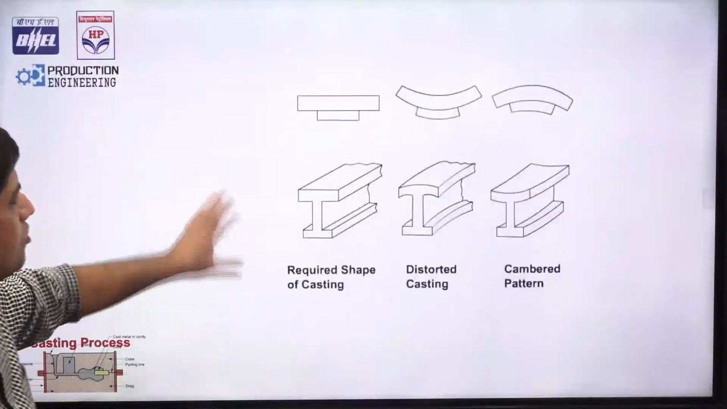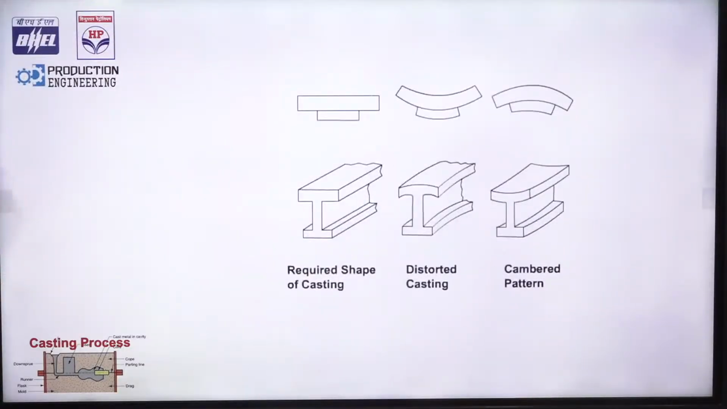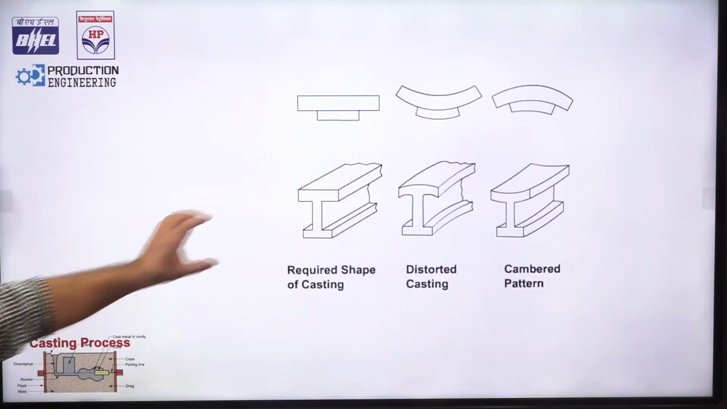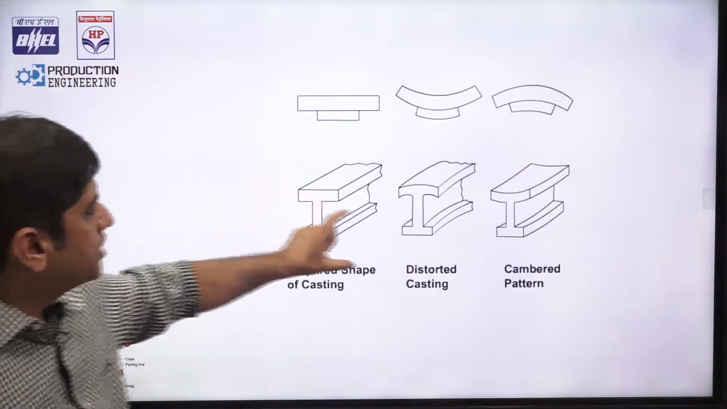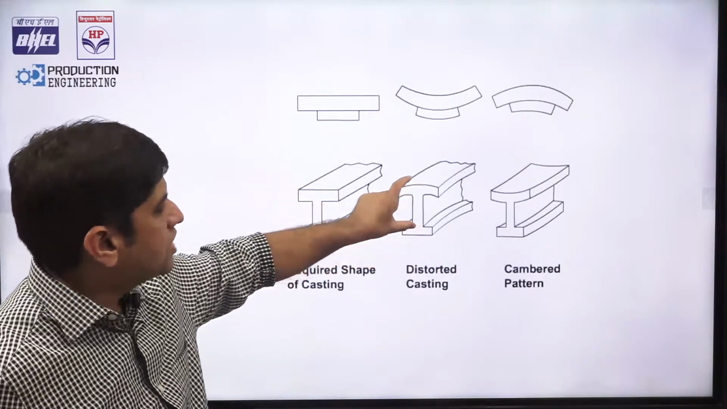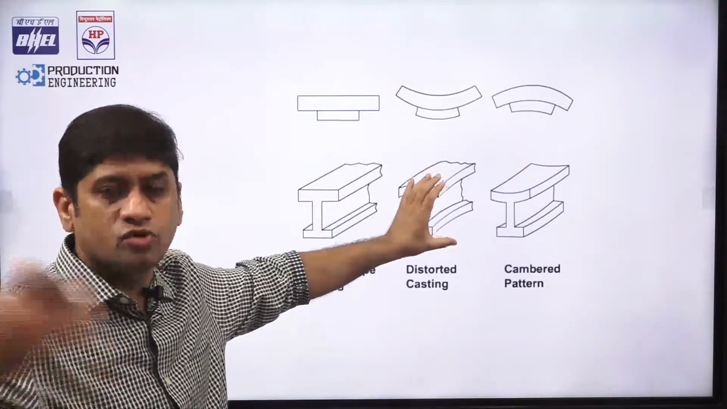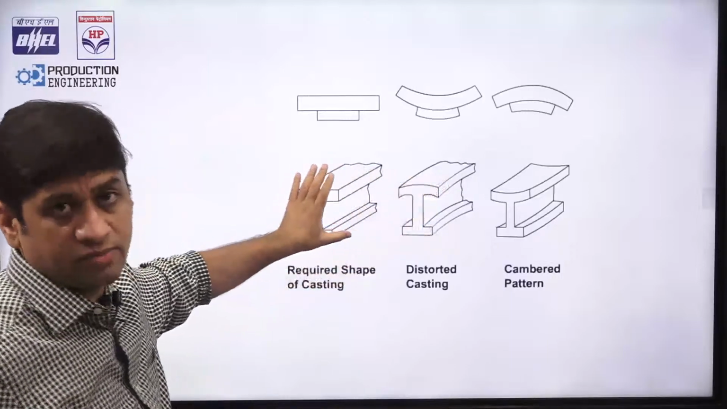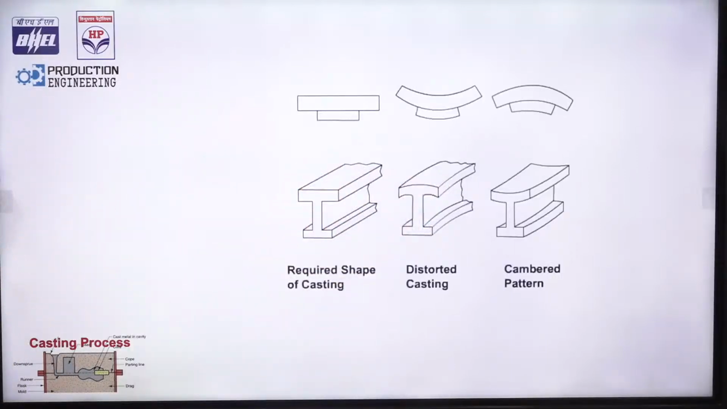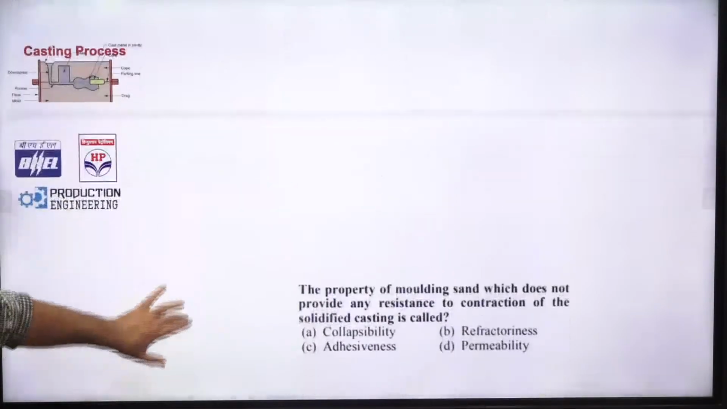The same thing we discussed, about how distortion and camber are provided. These allowances take care of this distorted casting. So if you want this kind of casting, you need to make this kind of pattern first, and then the moment you do casting, you get this final shape. So that kind of cambering is provided on your pattern.